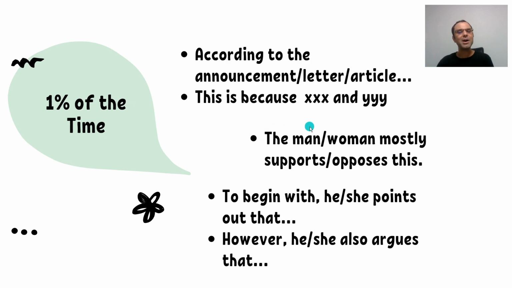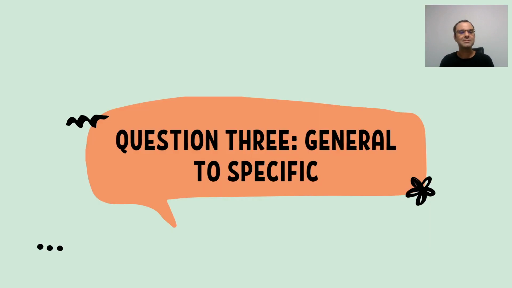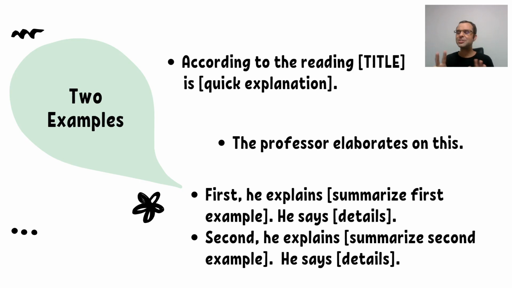But keep this in mind, and hopefully, if you do get a mixed opinion question, you can use the right template. Next up is the general to specific question. In this case, there's actually two templates here, pardon me. First up is the template if you get two examples. And you're going to start out with a summary of the reading. And it's going to be just one sentence, according to the reading. And then you're going to say the title of the reading.